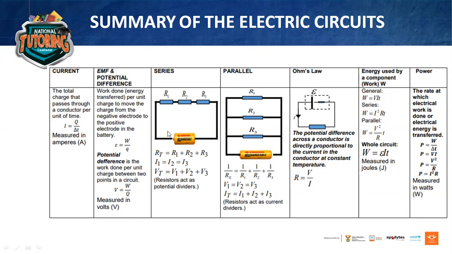Okay, so going back to our Ohm's law, the potential difference across a conductor is directly proportional to the current in the conductor at a constant temperature. This is always your keyword, guys.